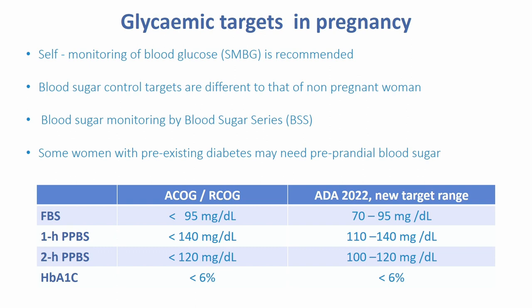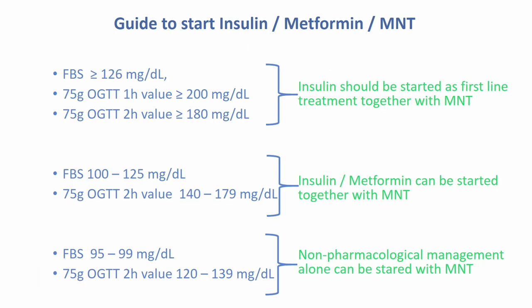According to ACOG and RCOG guidelines, the fasting blood sugar target is less than 95 milligrams per deciliter, the 1 hour PPBS is less than 140, the 2 hour PPBS is less than 120, and the HbA1c is less than 6%. However, the newer ADA 2022 guidelines have given a target range rather than a point. So we have to maintain the fasting blood sugar between 70 to 95, the 1 hour PPBS 110 to 140, the 2 hour PPBS 100 to 120, and the HbA1c less than 6%. This is especially if the patient is on insulin, to prevent fetal hypoglycemia without having hypoglycemic episodes in the mother.